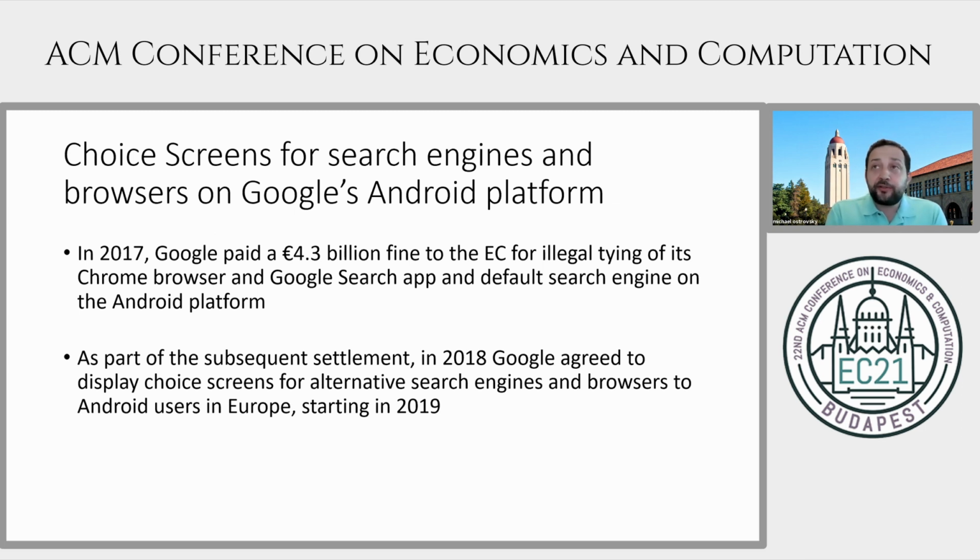Now, fast forward a few years, and essentially an identical problem happened on the Android platform, operated, of course, by Google, where the European Commission found Google guilty of illegally tying its Chrome browser and the Google search app to the Android platform. They charged a $5 billion fine. And then as part of the subsequent settlement in 2018, Google agreed to display choice screens for alternative search engines and browsers to Android users in Europe starting in 2019.